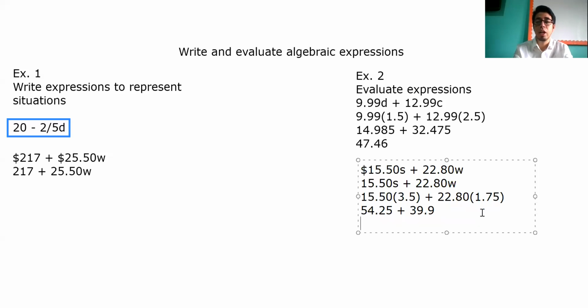That is 39.9. And the final step is only to sum all of this, okay? So 54.25 plus 39.9. We obtain that it is going to cost $94.15 to rent the scooter and the watercraft for the number of hours they give you in here, okay? This is going to be represented in dollars, then, $94 with 15 cents.